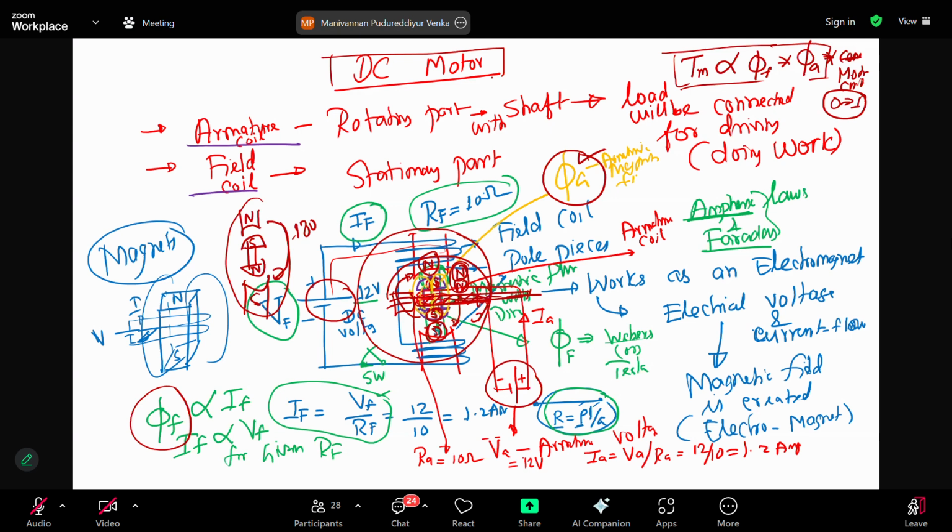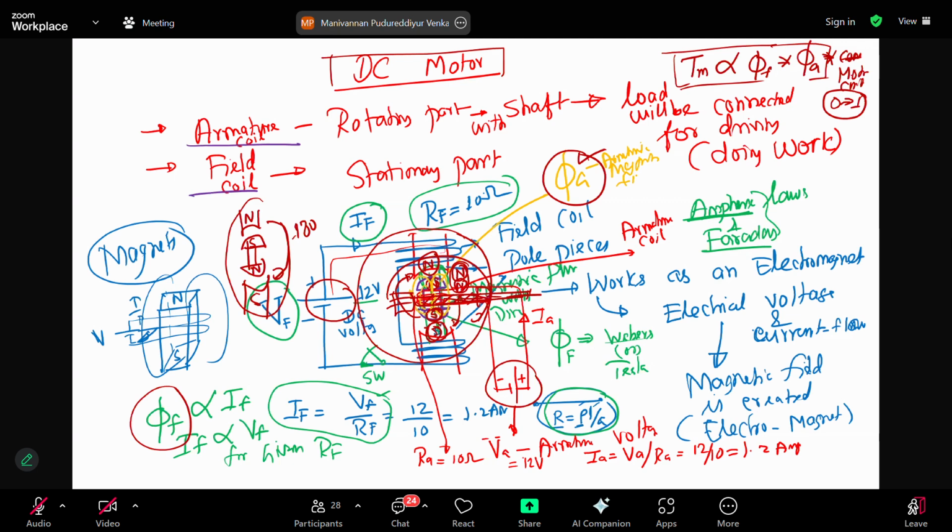Okay, I think I will stop here. Tomorrow we will see how to calculate torque in a DC motor, and what a DC series motor is, what a DC shunt motor is, correct? Then we will talk about the AC motor later.